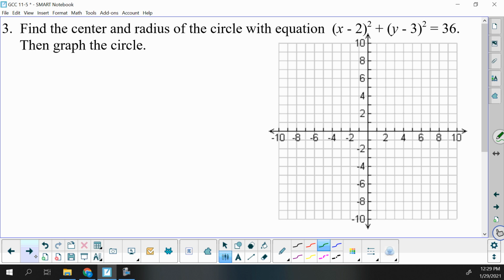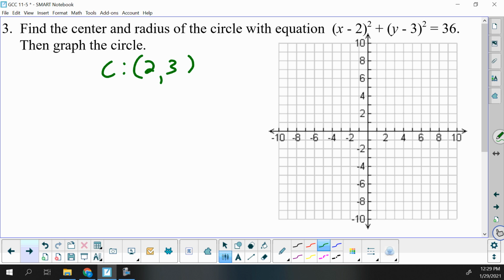All right, we were given an equation in center radius form. We're going to find the center and the radius, and then we'll graph the circle. So to start out, our center is the opposite signs of what's in the parenthesis there. So we'll have positive 2 and positive 3. And our radius is the square root of what's on the right, because that 36 is the radius squared.